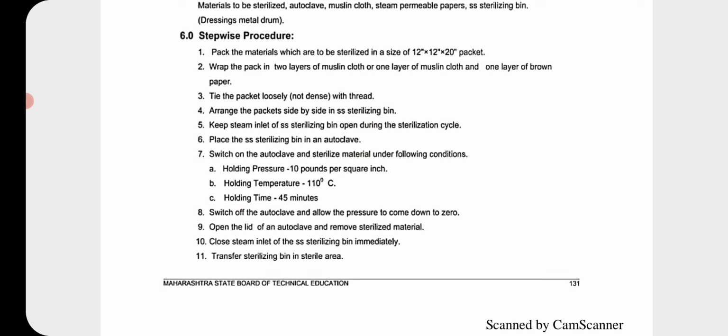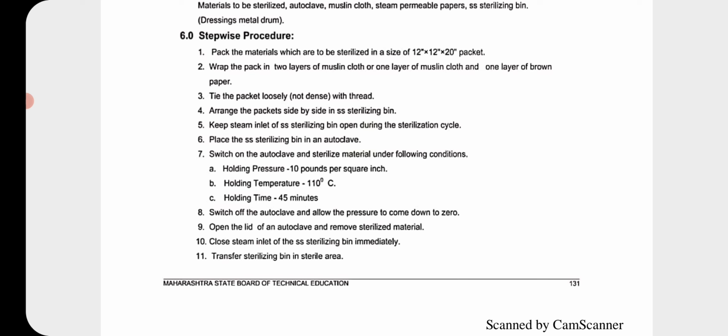Switch on the autoclave and sterilize the material under the following conditions. The holding pressure is 10 pounds per square inch. The holding temperature required is 110 degrees Celsius. The holding time is 45 minutes.